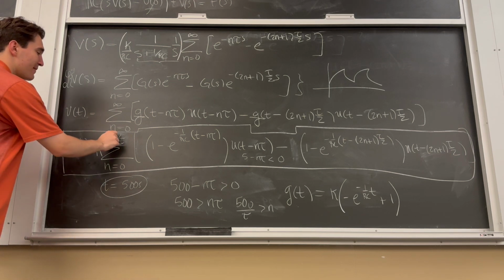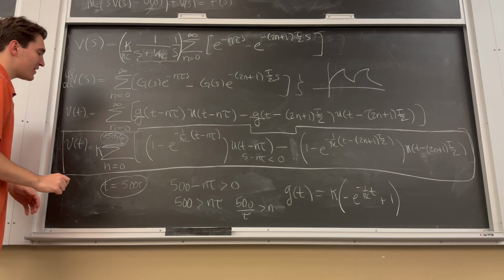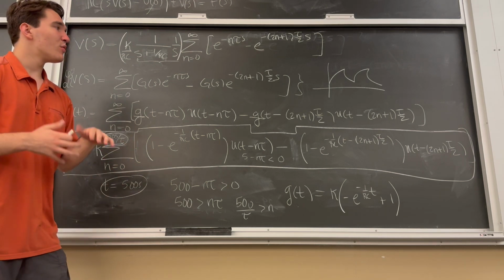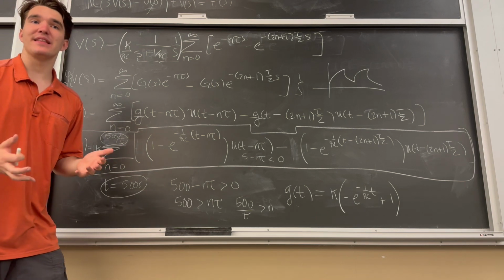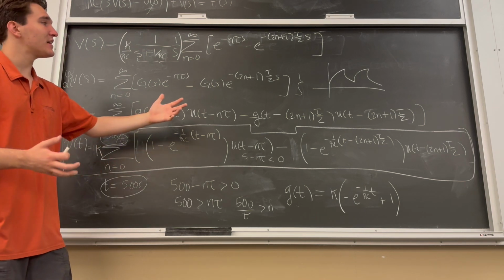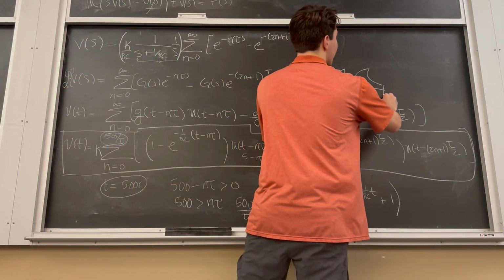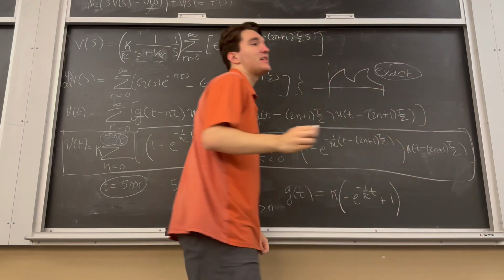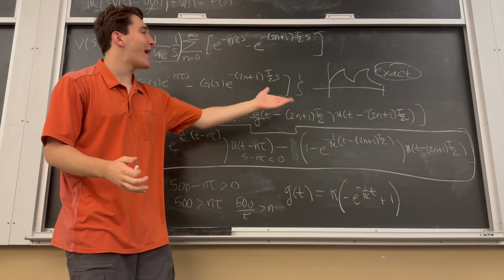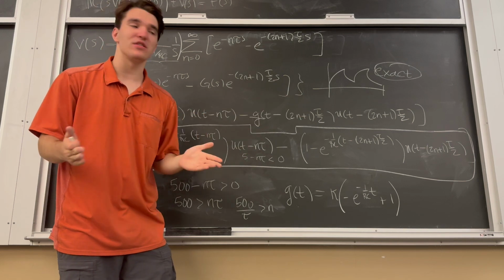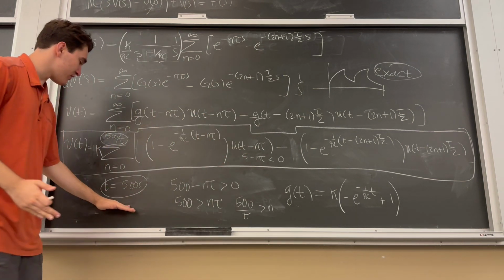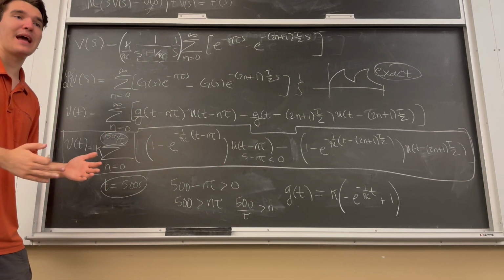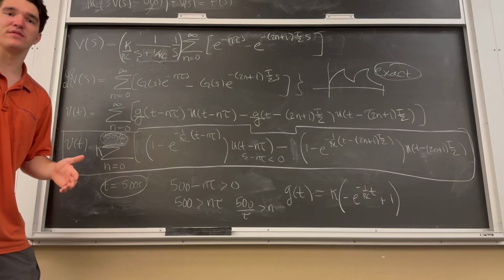So by limiting this upper limit here, using a finite sum, you are not in fact just approximating the solution. For your interval of interest, you're actually getting the exact solution. It's not like a Taylor series where you're only approximating it. This will actually be the exact solution for the interval of interest. For example, here, restricted to time equals 0 to 500 is the interval of interest.